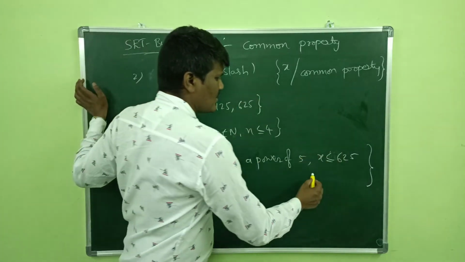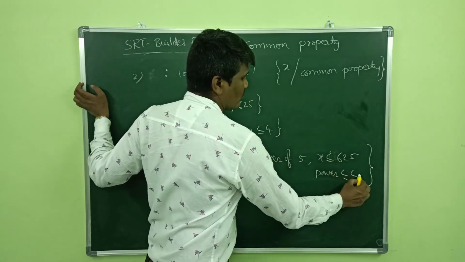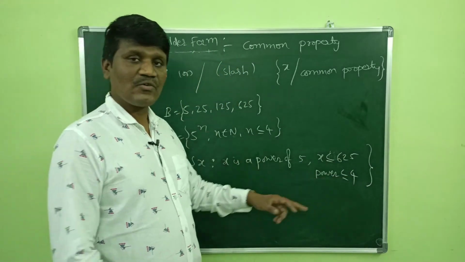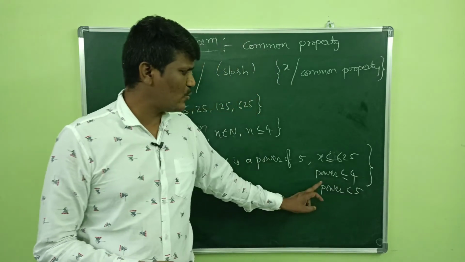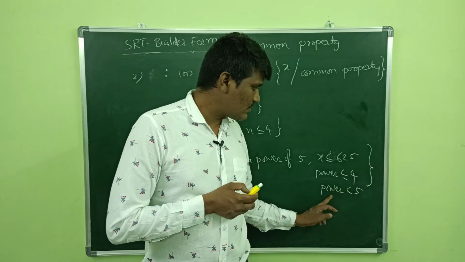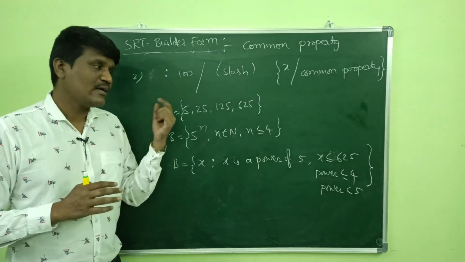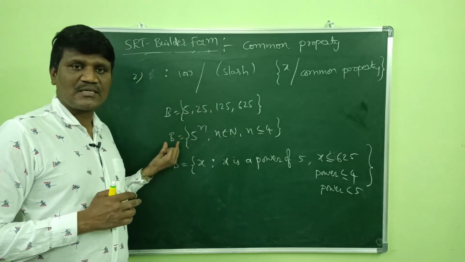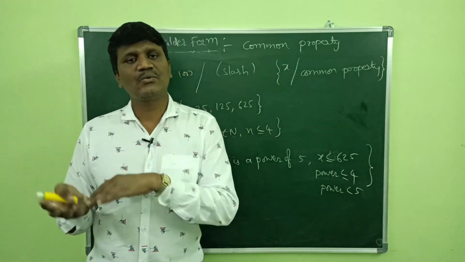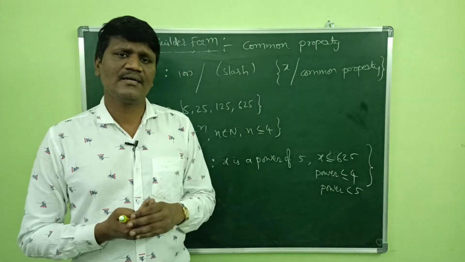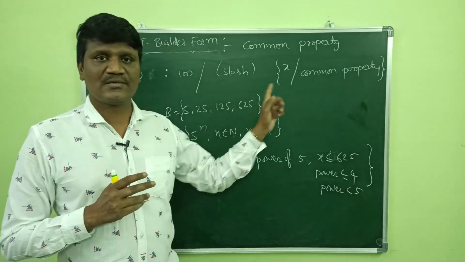Or else you can write power less than or equal to 4, or else power less than 5. Both are the same. So this is method 1 and method 2 of writing a roster form into set builder form. Most of the problems we can write in two different methods. Whatever method you write is correct, but it should cover all the elements.